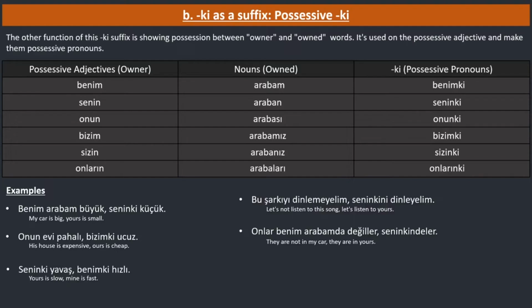Yeah, in English you wouldn't say mine car. You will say my car or just mine. So it doesn't work.